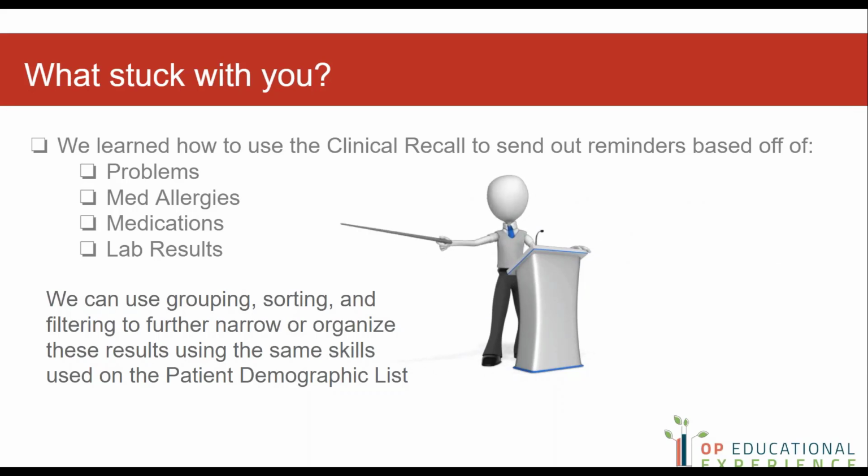So what did we learn in this activity? We learned how to generate a clinical recall list based off of active problems, medication allergies, medications, lab results, or any combination of those 4 items. We then learned to further use grouping, sorting, and filtering to narrow down or organize these results using the same skills that we learned in Activity 1 on the patient demographic list.